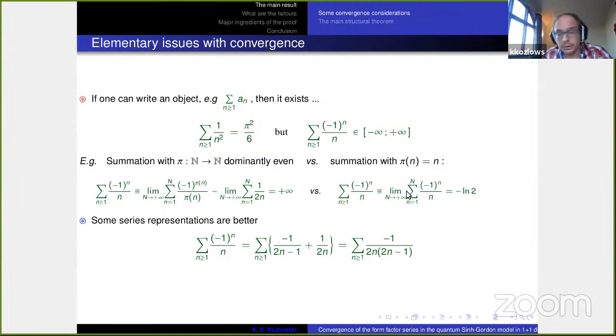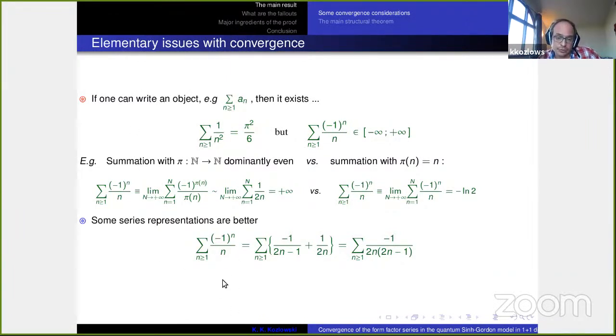But if one sums with the natural order on the integers, then of course one recovers the expected result, minus log of 2. If we focus on this kind of representation, which leads to the minus log of 2 result, you can say that you can represent minus log of 2 as this series, but the representation in terms of a series is not unique. You can have many representations, and actually some representations can be much better than others.